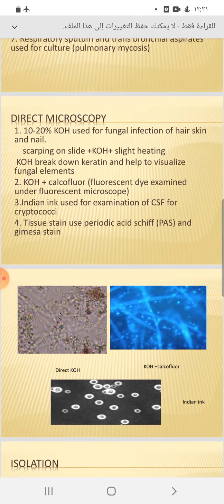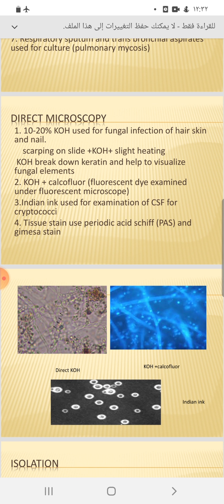Direct microscopical examination. If the specimen is taken from a keratinized part like skin, hair or nail, we should use 10 to 20% KOH. So we put the scraping of the skin or the nail or the piece of the hair on the slide, and then we put a drop of KOH with slight heating. The KOH and the heating will help break down the keratinized tissue and help to visualize the fungal elements.